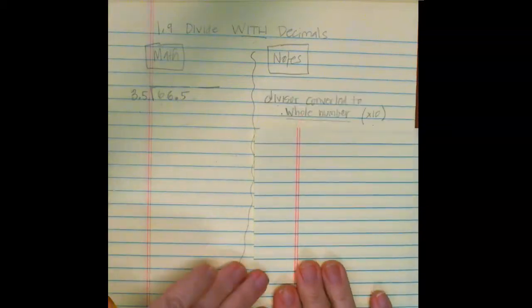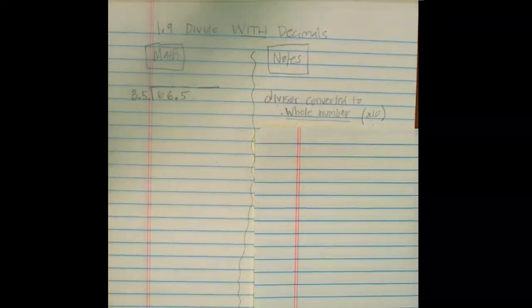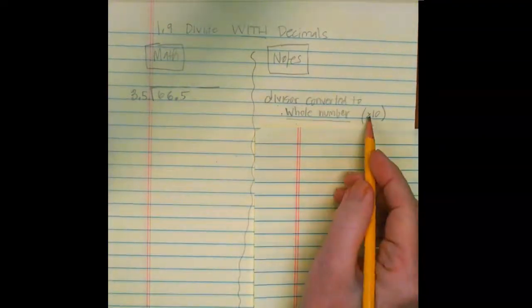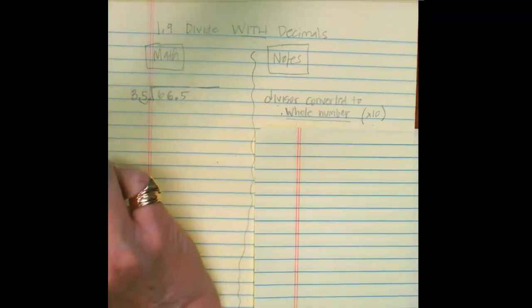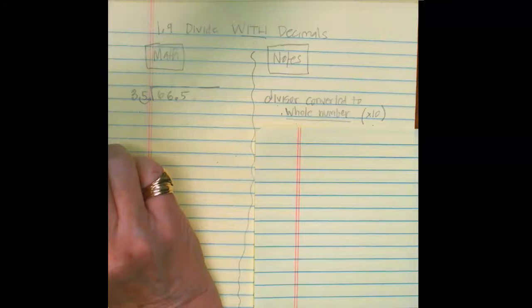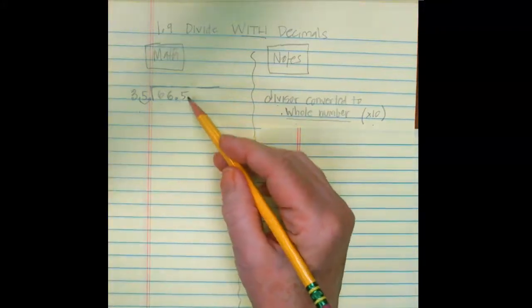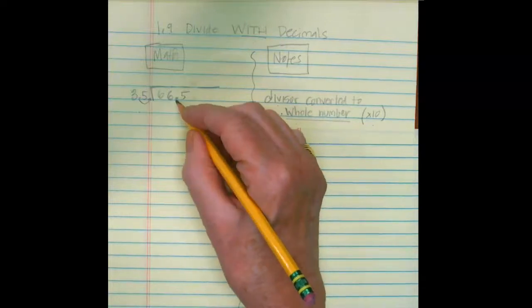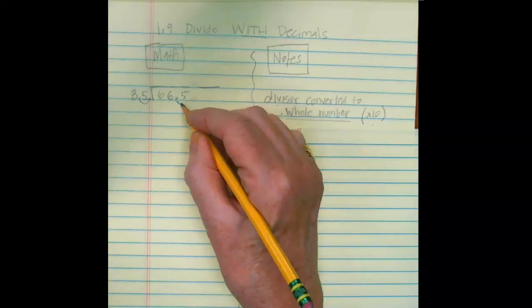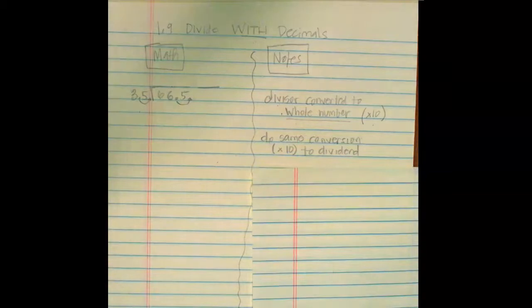And so you're going to convert 3.5 to a whole number by, in this case, multiplying by 10, which would move the decimal point over here. The second thing that you would do would be to do the exact same thing with the dividend. So you're going to multiply 66.5 times 10, and that's going to move the decimal point right there. You're ready now to place the decimal point in the quotient and divide as usual.